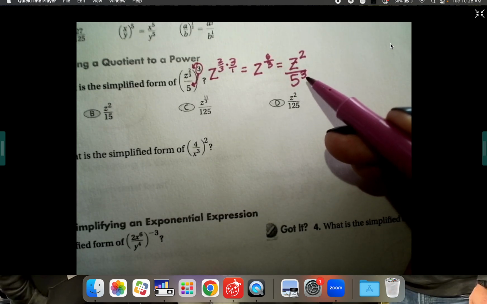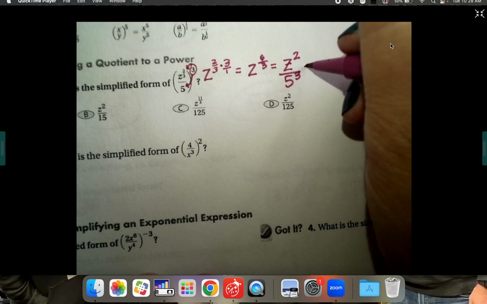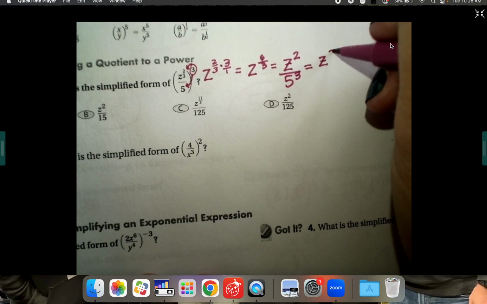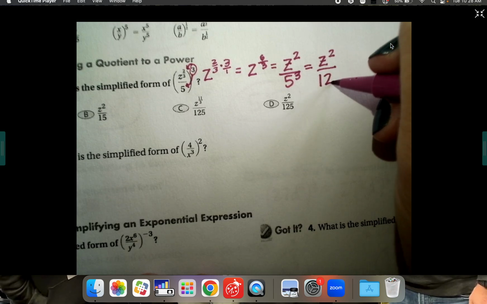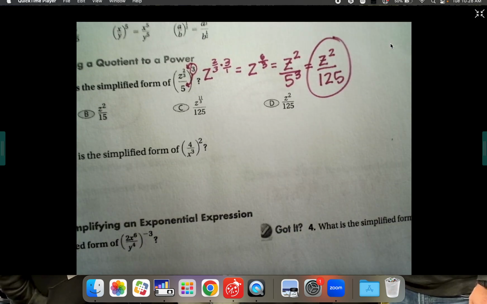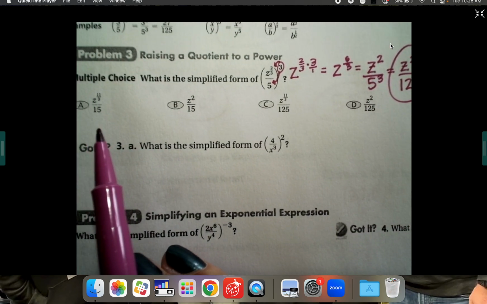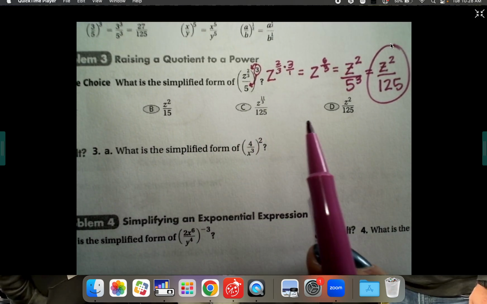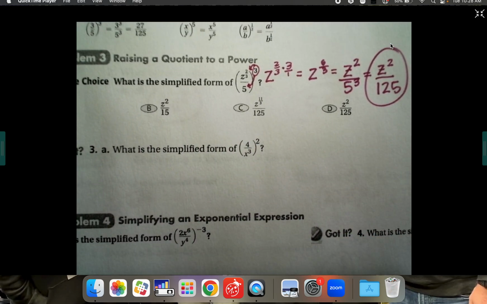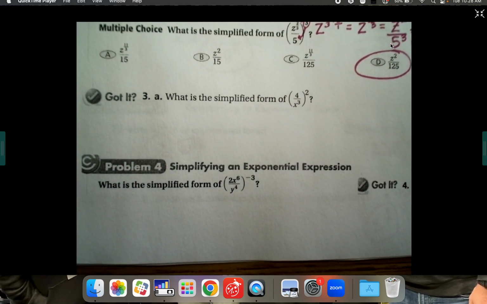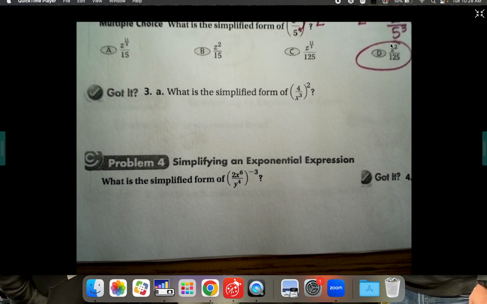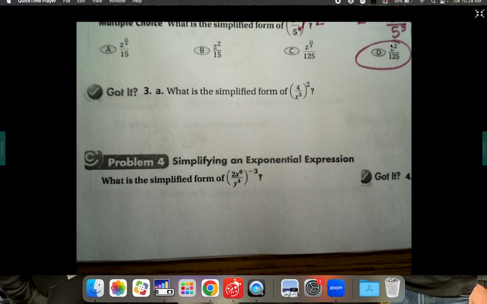5 to the third means 5 times 5 times 5, which you can do in your calculator, but it's going to end up being 125. So let's see if that's one of our choices. Did I do it right? Here we go, D. So D is the right answer. All right, if you think you got it, go ahead and pause the video. If not, we'll move on to trying this "got it" together.